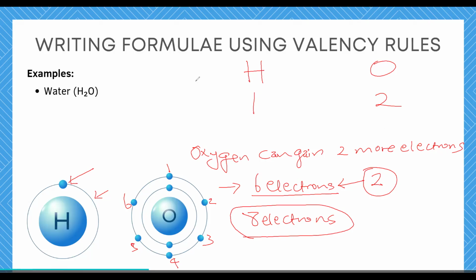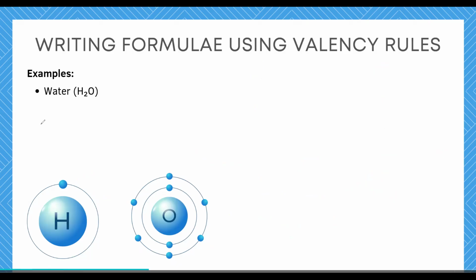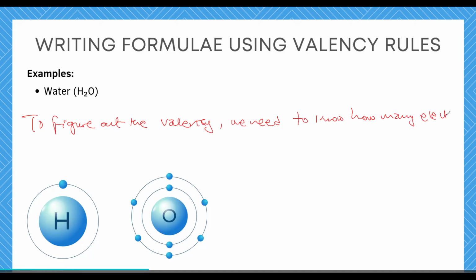Can you write a sentence for step two, like you did for step one? Okay, so for step two, to figure out the valency, we need to know how many electrons an atom can gain or lose.